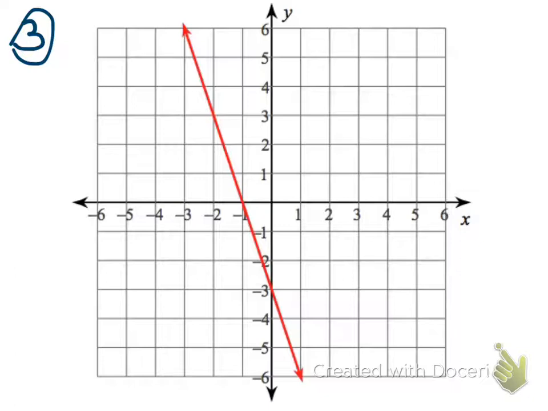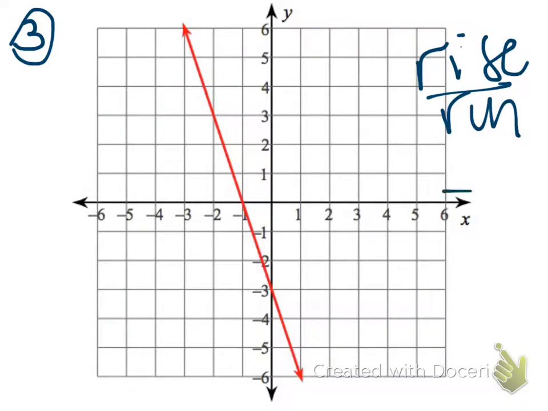So let's take a look at example number 3. Here, we don't have any 2 points labeled for us, so we have to make sure we choose 2 points that are on a node. Let's figure out the slope, the rise over the run. I'm going to choose these 2 points, which happen to be on nodes. Let's figure out the rise. The rise is controlled by the y values. We're going to rise 1, 2, 3 places up, and because we're going up, our rise is positive 3.